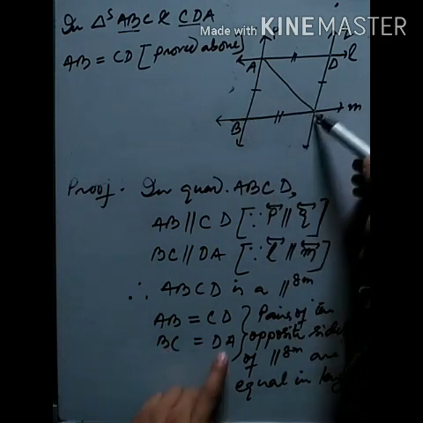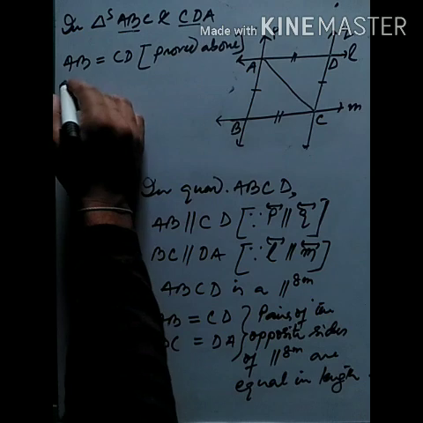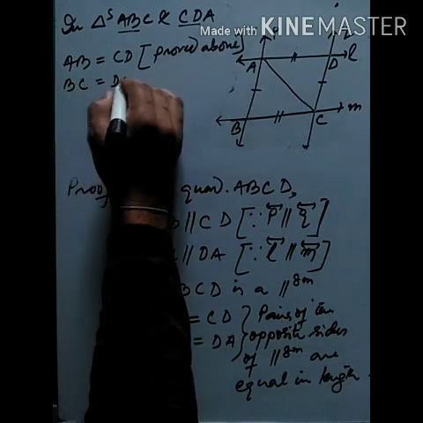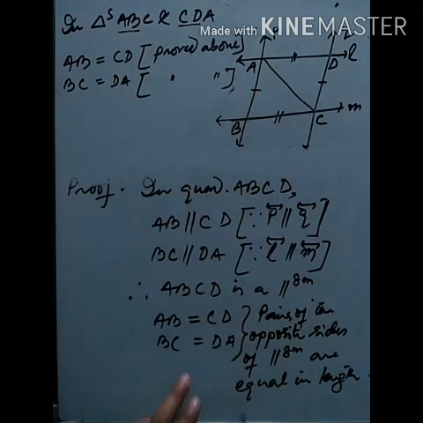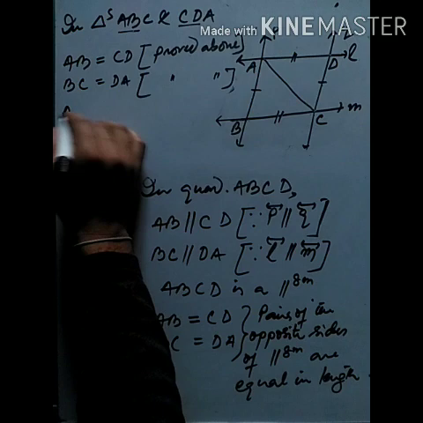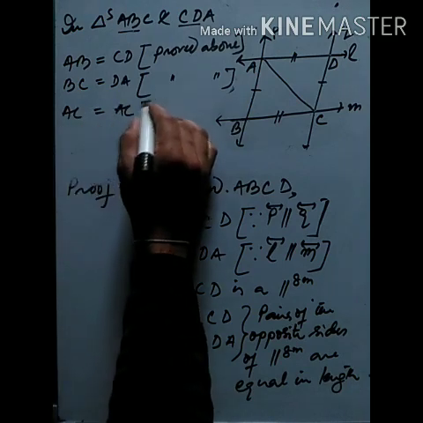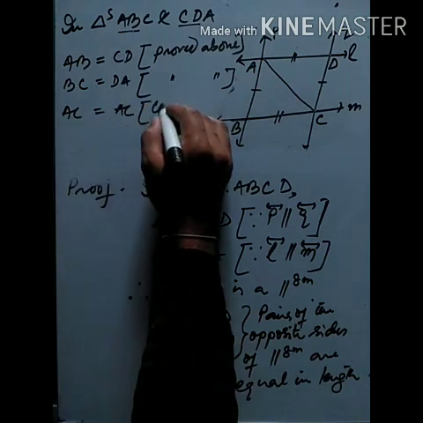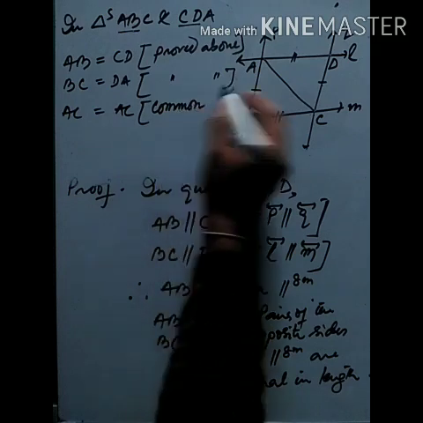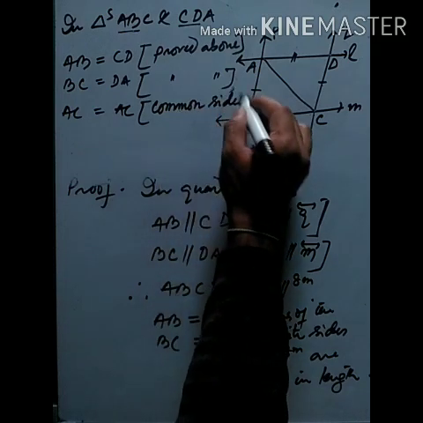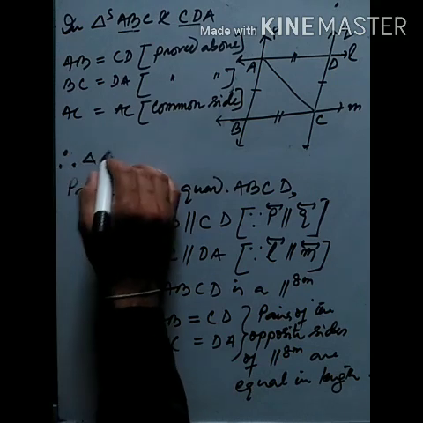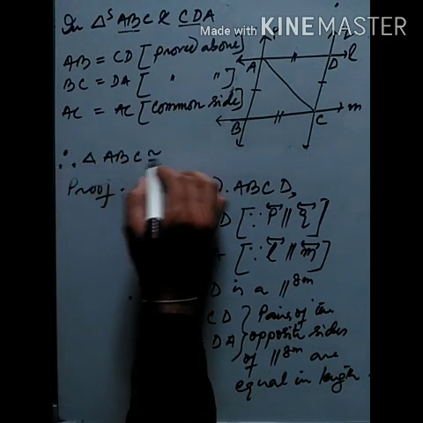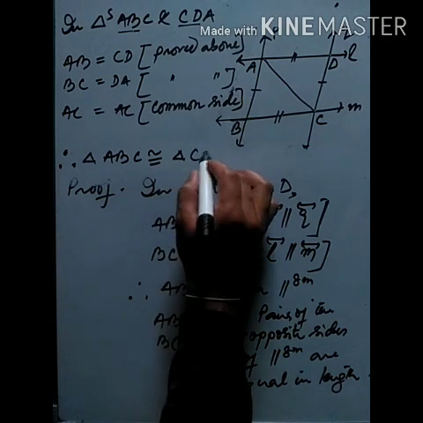Next, BC equal to DA. Here also you have to give the same reason, prove above. We prove here. And then last, you can write here AC equal to AC. This is actually nothing but common side. Okay, therefore triangle ABC is congruent to triangle CDA.